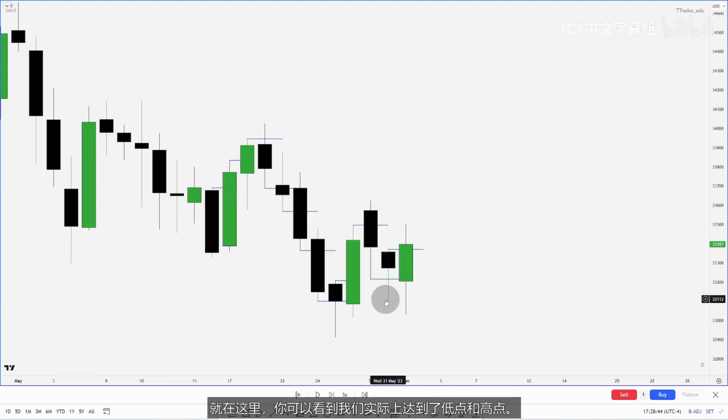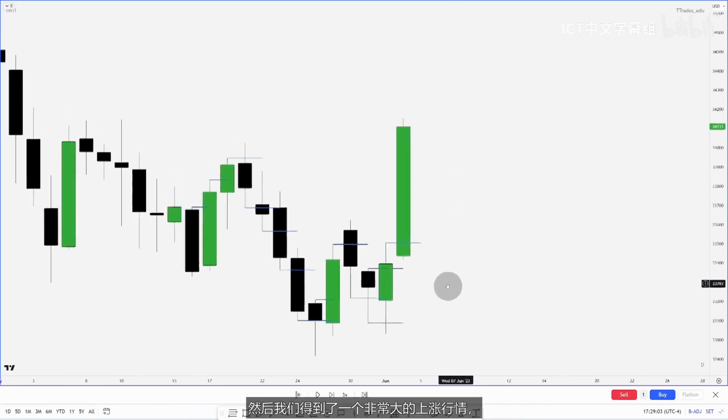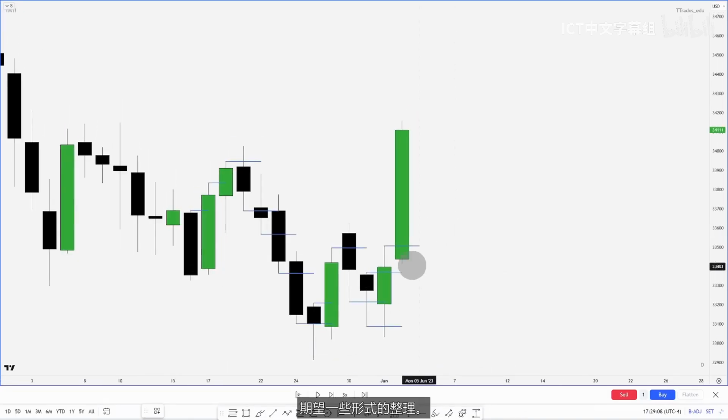Right here, you can see we actually took the low and the high. And so what I look for here is we swept this low, couldn't close below it, and we actually take previous day high and close outside of it. So from here, I will be looking for previous day high. And then we get a very large candle up, expecting some sort of consolidation, but if we don't stay inside, I'd want to see previous day high.